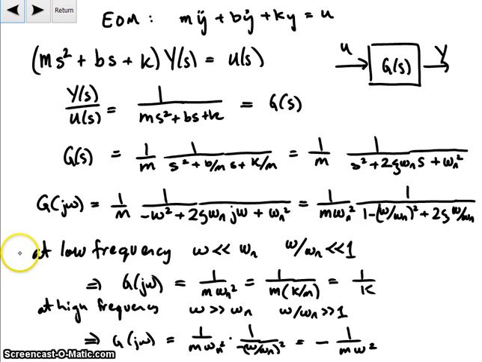So starting from the original transfer function, starting from G of s here, substituting j omega, so we have G of j omega, and then we have these low frequency approximations. We find that G of j omega looks like a spring, and at the high frequency approximation, it looks like a mass.